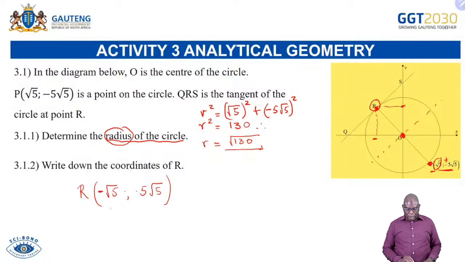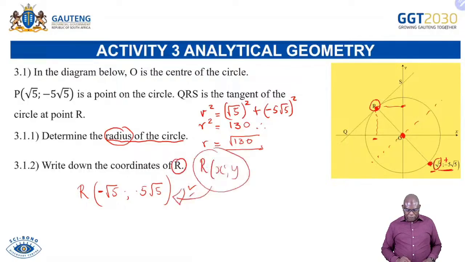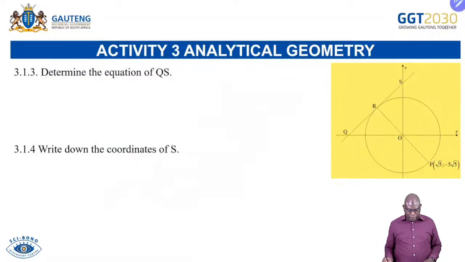All right. Now, coordinates are written as the value of X and the value of Y, so they must be in that order. We cannot say X is equal to this and Y is equal to that. That is not a coordinate. A coordinate is that pair of values.